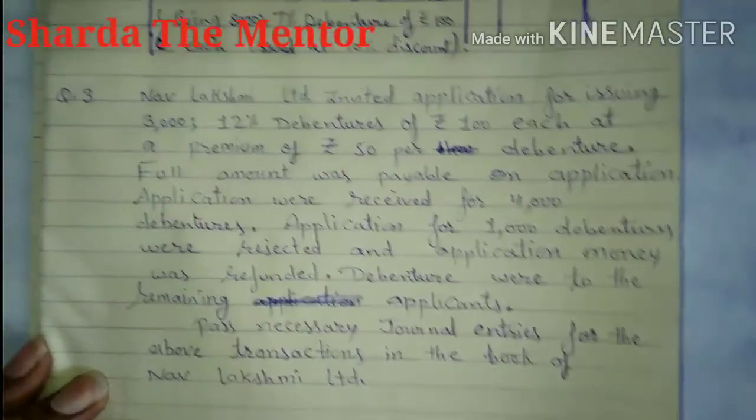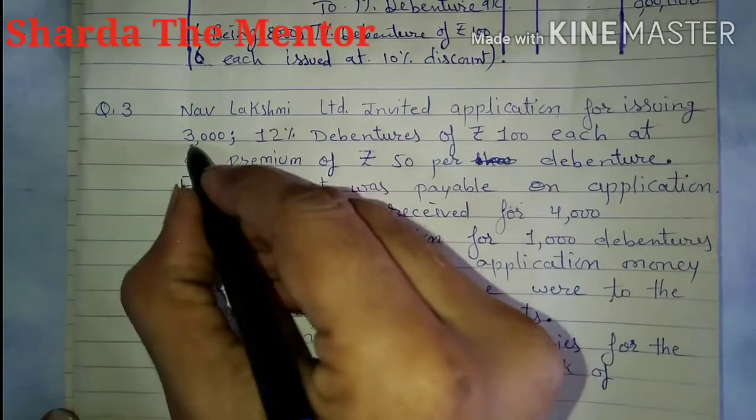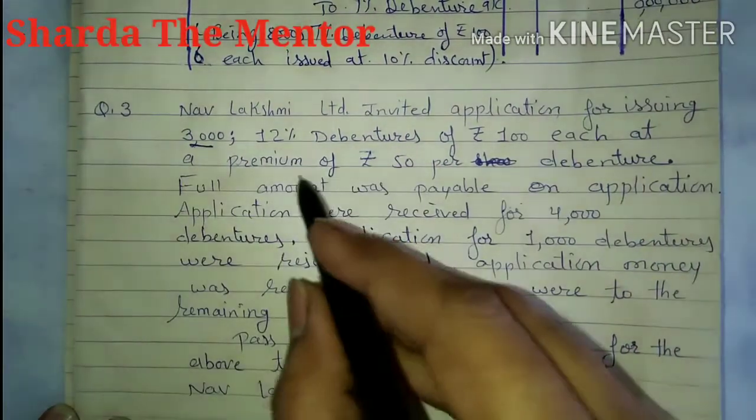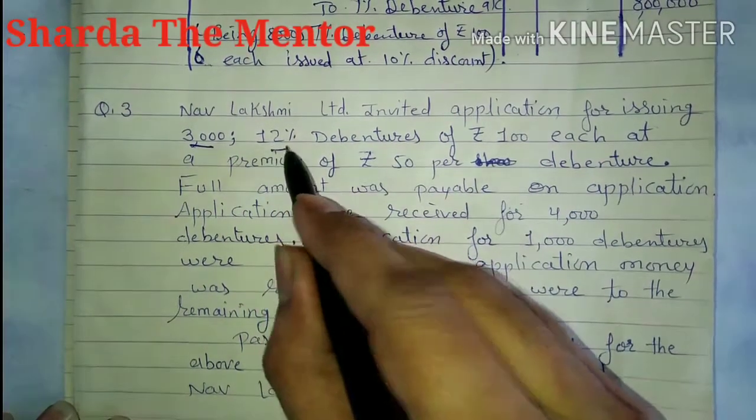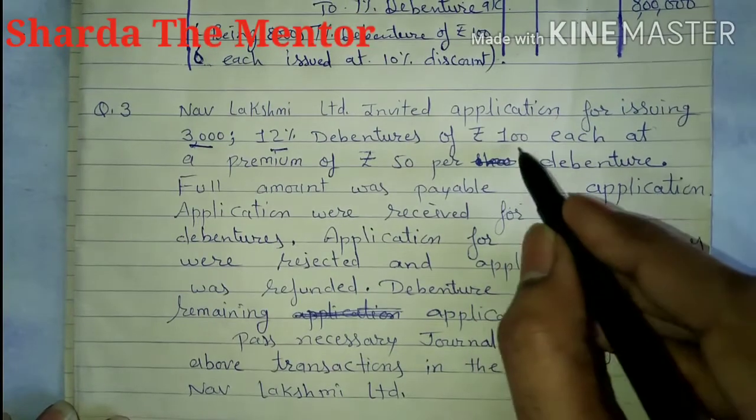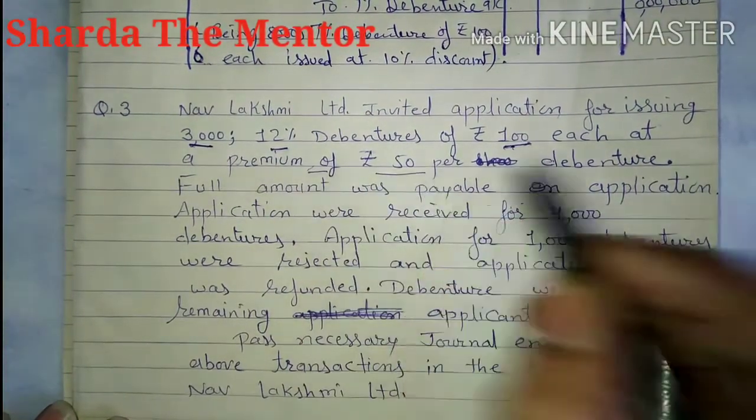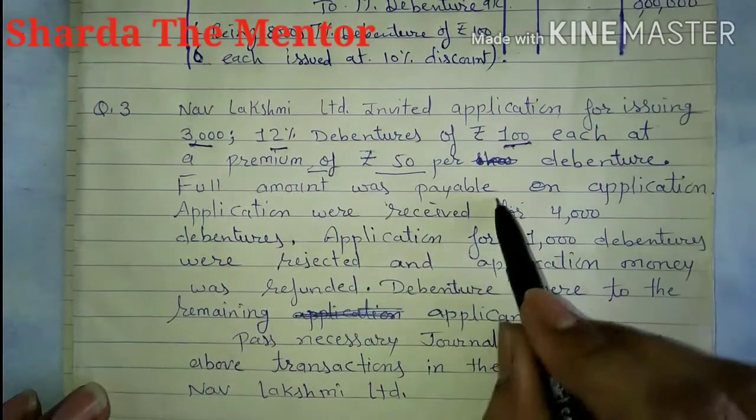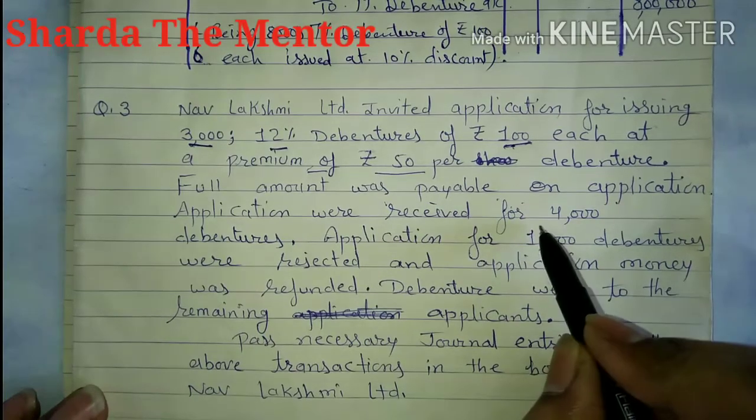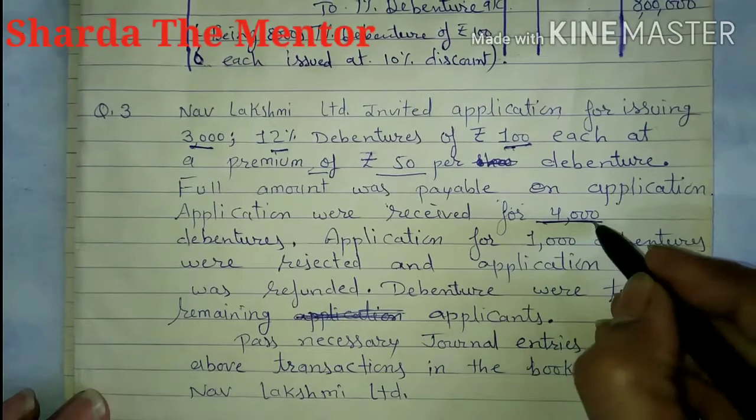Now, the second question. It is given that Lakshmi Limited invited applications for issuing 3000 debentures. Some points that you can note: 3000 debentures issued at 12%, that is the 12% that you have to mention in the general entries, at 100 each, and premium, as I already told, is the amount higher than the face value. But the company received applications, which means it is oversubscribed. The company issued 3000, but we received 4000.